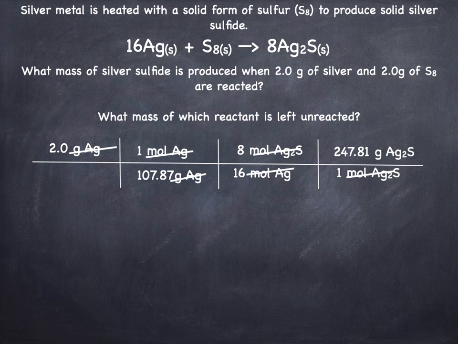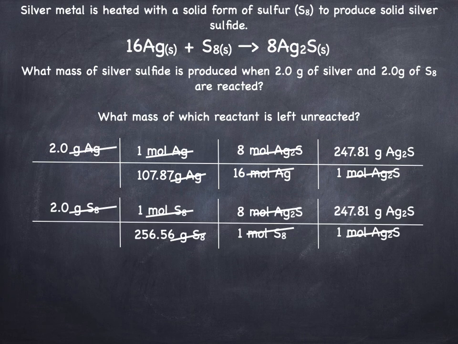Then I'm going to go over and start with my 2 grams of sulfur and figure out how much silver sulfide I can produce. Again, it's a grams to moles to moles to grams calculation. And again, you notice the second half of this is going to be exactly the same because we're looking at the same outcome. So what you want to do is multiply across the top and divide across the bottom for both of those game boards. And you're going to figure out which of those produces the lower number.